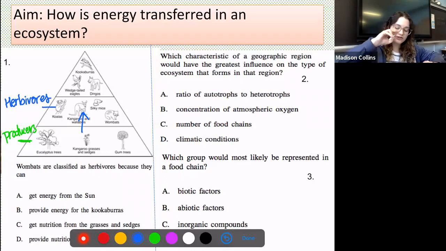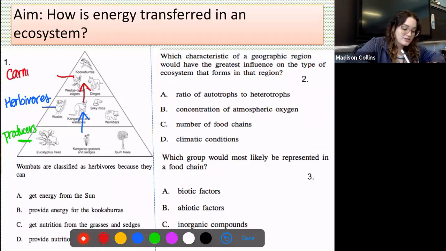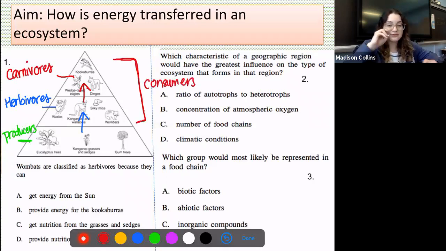Okay, but then our third trophic level is filled with organisms that eat those herbivores. So because they're eating other animals, they're eating meat, we're going to call them carnivores. But I do want to be clear, both of these trophic levels right here are still classified as consumers. Okay, they're just different types of consumers based on what they eat.